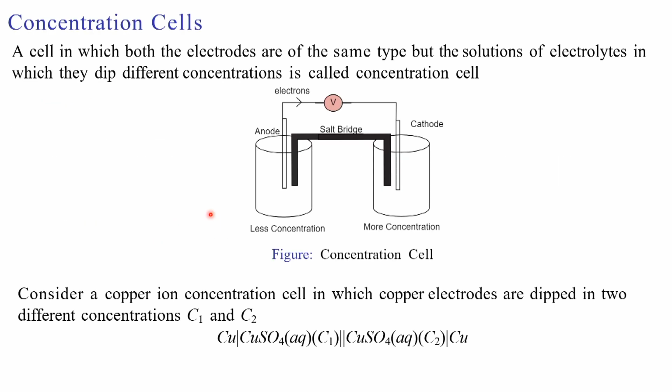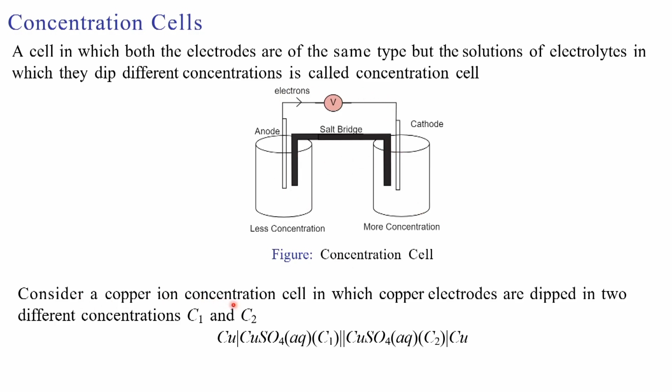Then comes the concentration cell. A cell in which both the electrodes are of the same type, but the solutions of electrolyte in which they are dipped have different concentrations, is called a concentration cell. For example, here we have two electrodes of the same type, anode and cathode. The solution is less concentrated on this side and more concentrated on this side. They are connected by a salt bridge, and an ammeter is there. Electrons flow from less concentration to more concentration here. So this is known as a concentration cell.